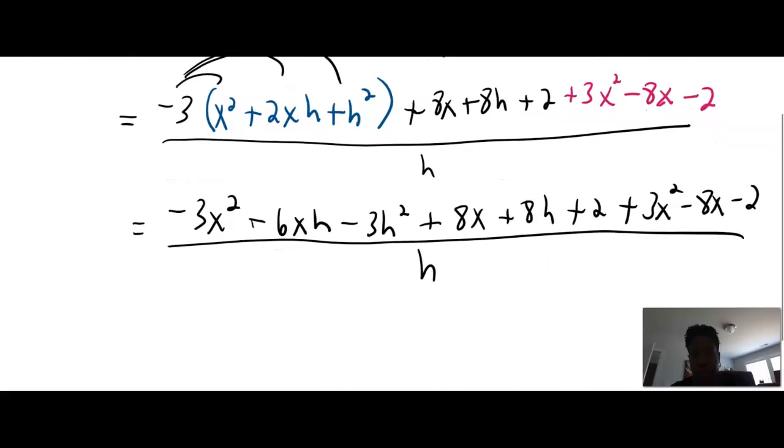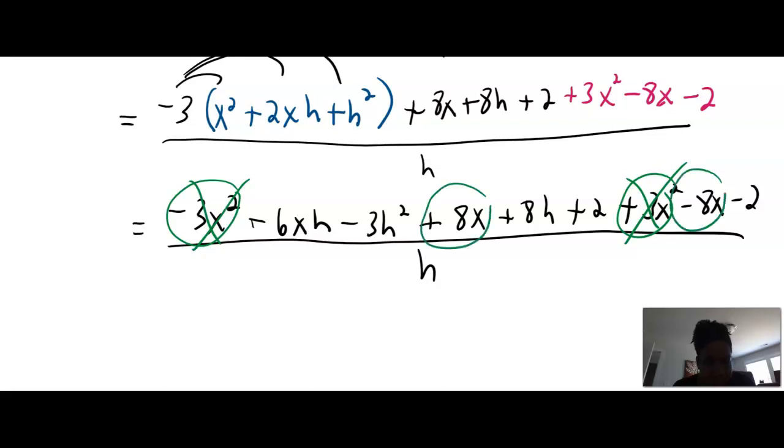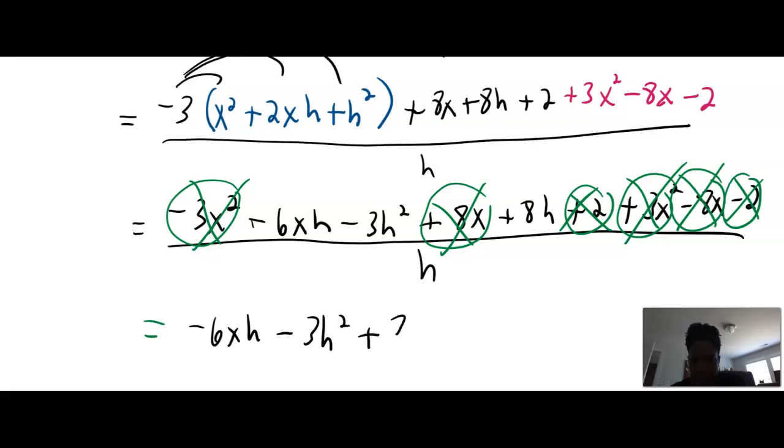Some things will simplify or cancel out, and I'm going to mark them in green. Excuse me for sniffling, sorry. This negative 3x squared and this positive 3x squared will cancel out. We have a positive 8x, a negative 8x cancels out. We have a positive 2, a negative 2 cancels out. So we are left with, where's my marker? Negative 6xh minus 3h squared plus 8h all divided by h.